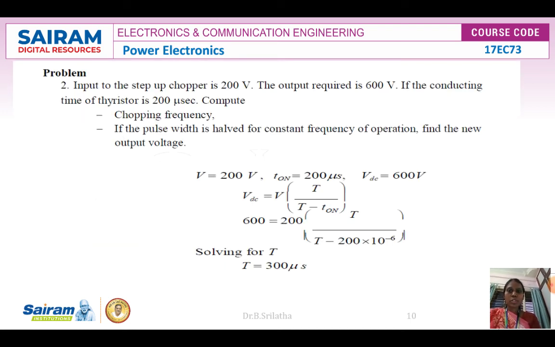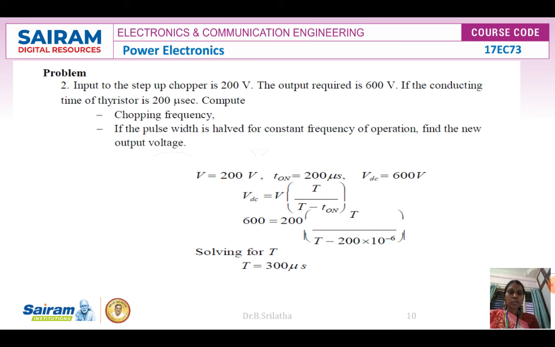Now this is one more problem. Input to the step up chopper is 200 volts. The output required is 600 volts. If the conduction time of the thyristor is 200 microseconds, find the chopper efficiency. The pulse width is halved for the constant frequency of operation. Find the new output voltage.